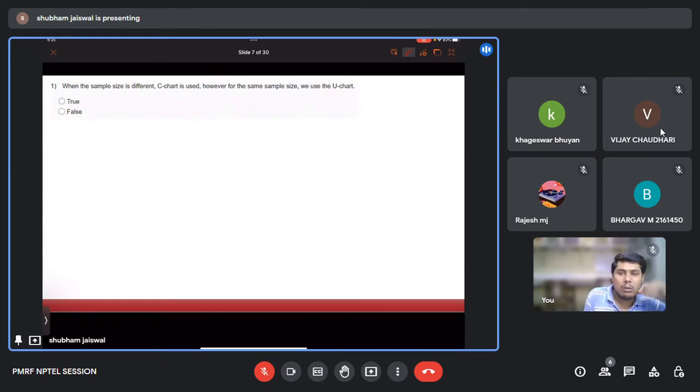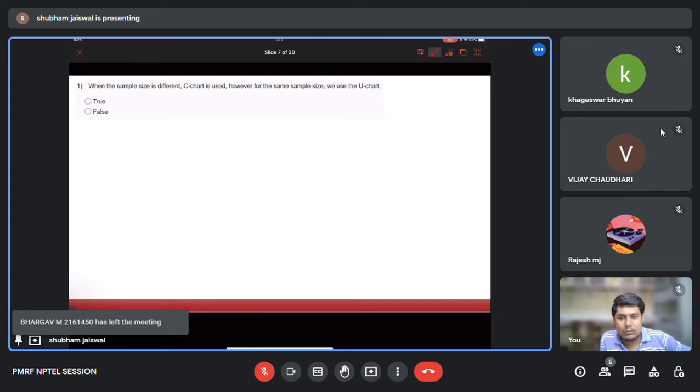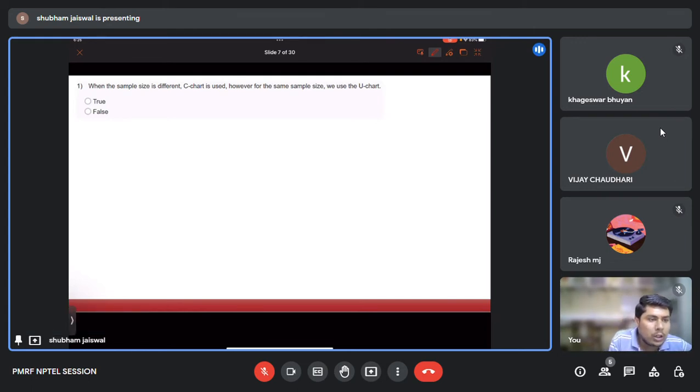So the first problem is: when the sample size is different, C chart is used. However, for the same sample size, we use the U chart. Is it true or false? Anyone? Mr. Bhuyan, Mr. Vijay, Mr. Rajesh?